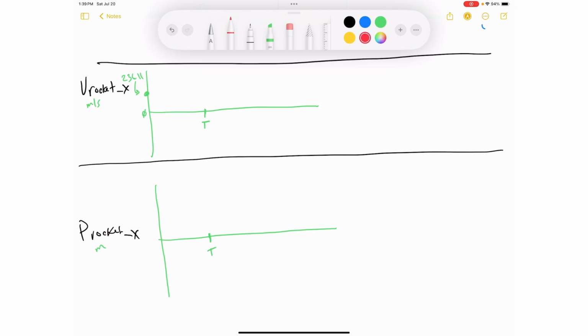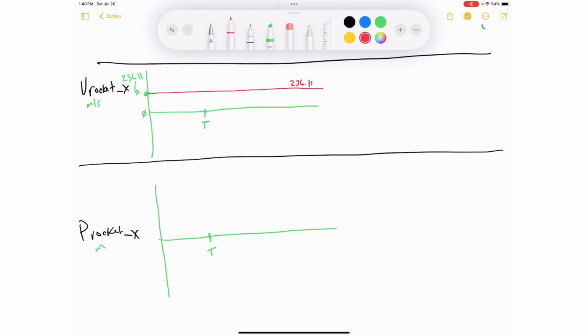So maybe I'll just change it to this. The velocity is not changing due to gravity, so we'll just leave that as a nice horizontal line, and this function, of course, is 236.11, because gravity's not altering it. Now, what happens after time t? Well, after time t, the rocket engine comes on, and when it comes on, it's going to provide 25.46 meters per second squared of acceleration.